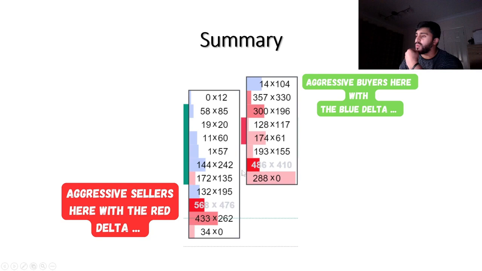Then we had the same thing over here. We had 288 for 0. So we had a ton of aggressive selling, but no reward. This tells us that there's passive buyers sitting inside this level.